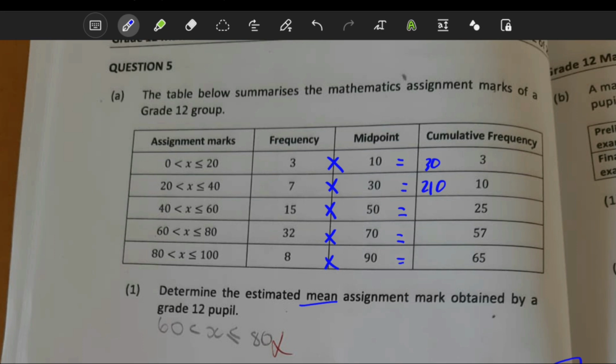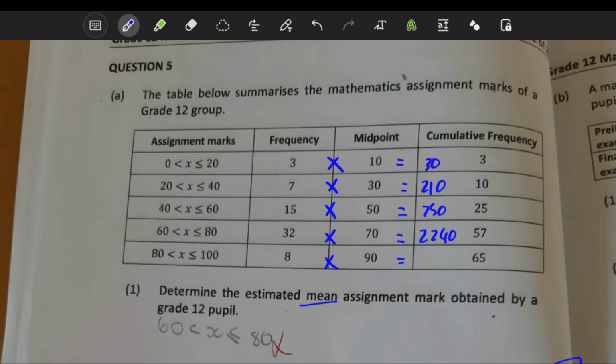50. I think I should just use the calculator before I end up making a dumb mistake or something like that. So let's say here 15 times 50. That's gonna give you like 750, you see? And then 70 times 32, that's gonna give you 2240. So let's put here 2240.